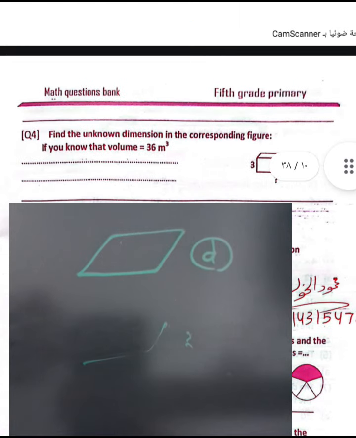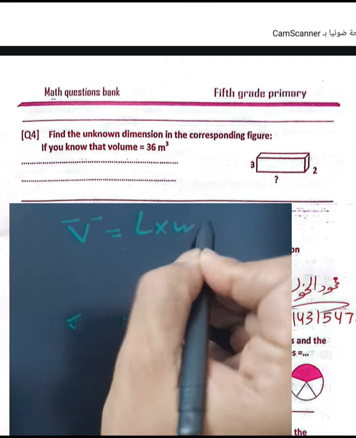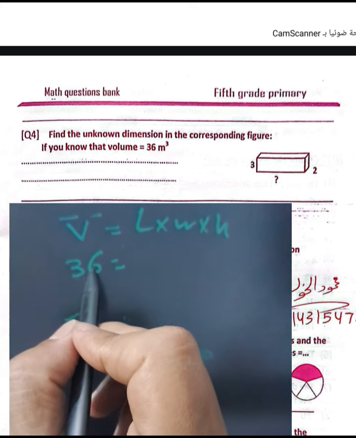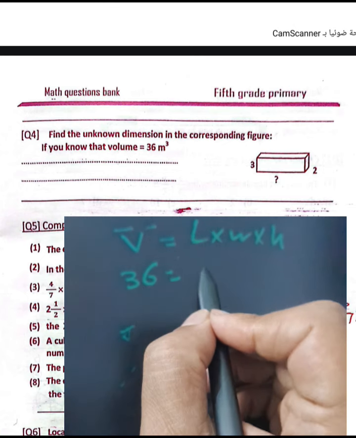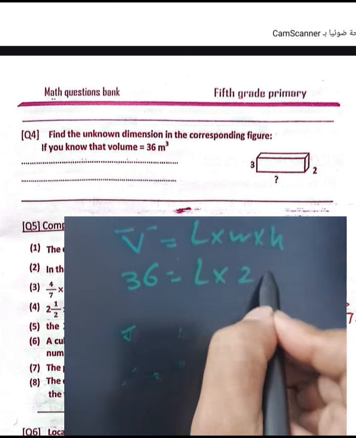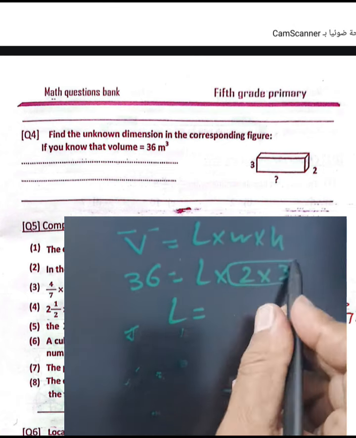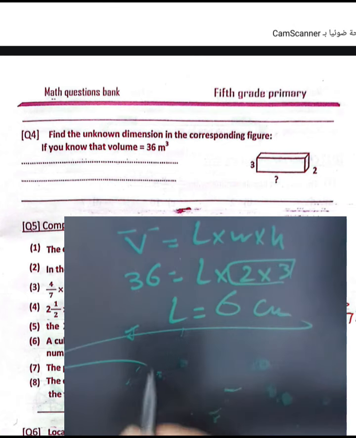Next example. Find the unknown dimension here if the volume is 36. We know the volume equals length times width times height. He gave us the volume as 36 cubic meters. Then we write length times width times height. I don't know the length, but the width is 2 and the height is 3. Then the length equals 36 divided by 2 times 3, which equals 6. 6 times what equals 36? 6 times 6. Then the length is 6 meters.